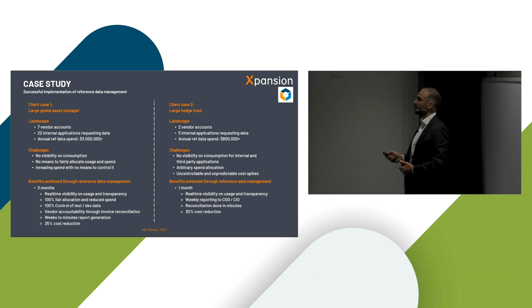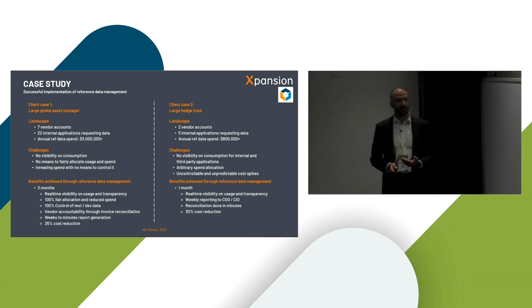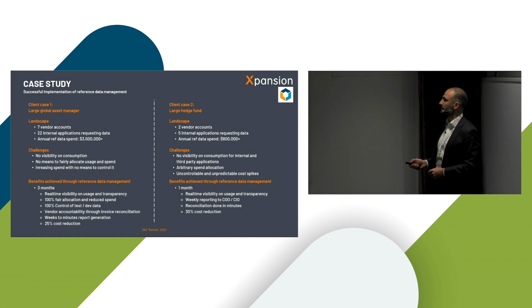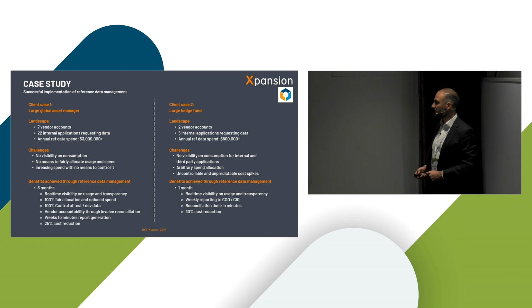Same thing on the right-hand side, a relatively smaller organization. The common theme that we see here is transparency. It's understanding who's consuming what, where that data is going, why we need it. It was difficult to allocate spend on their side as well, and their monthly invoices were just spiking all over the place. It took one month to implement that client.